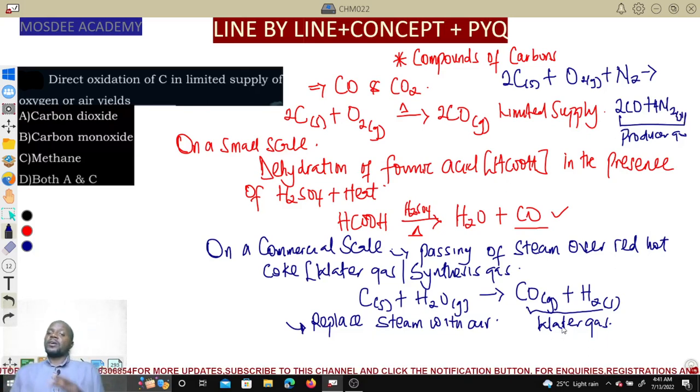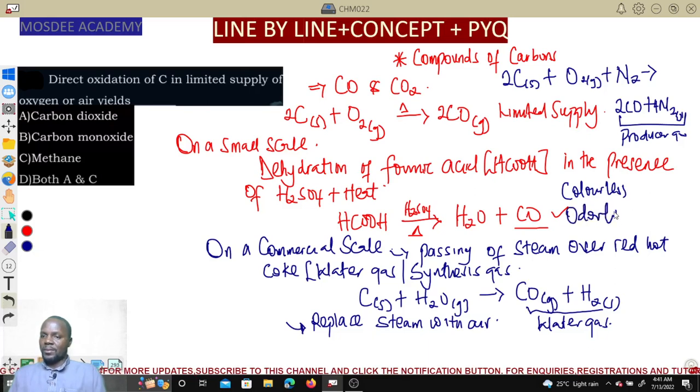Water gas is a mixture of carbon monoxide and hydrogen. So the only difference between them is the presence of steam or air. With air you produce producer gas. Keep that at the back of your mind. Now, carbon monoxide is colorless, odorless, and tasteless. Some quick physical properties: colorless, odorless, and slightly soluble in water.